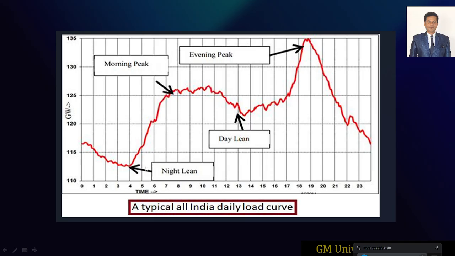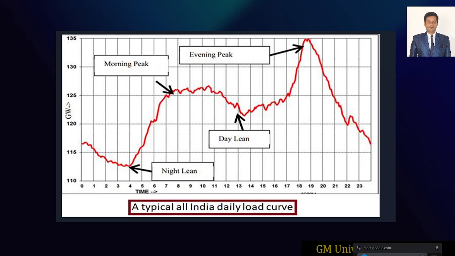In the morning, from 4 o'clock till 11 o'clock, everybody wants to run all the appliances. Everybody wants to start their motor, lifting the water. Everybody wants to use their iron box, their electric kettles, their electric geyser, their electric stove, isn't it? Everyone wants to charge their electric vehicles. Everyone wants to run their AC.